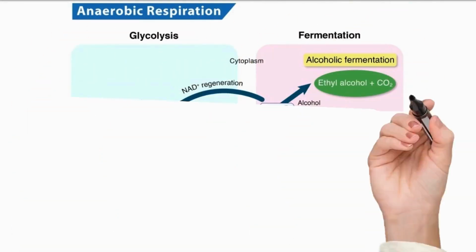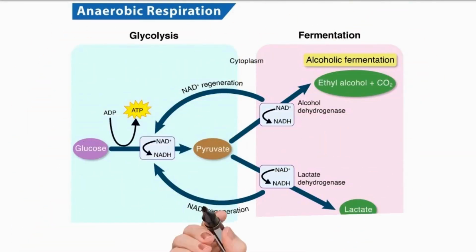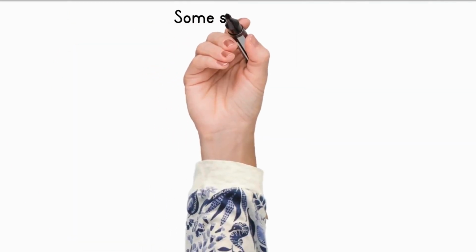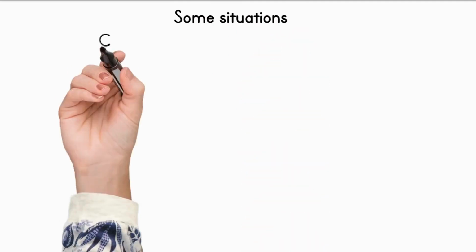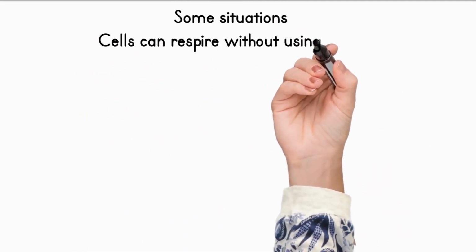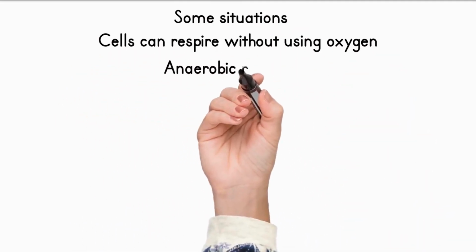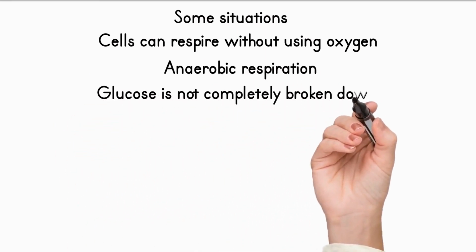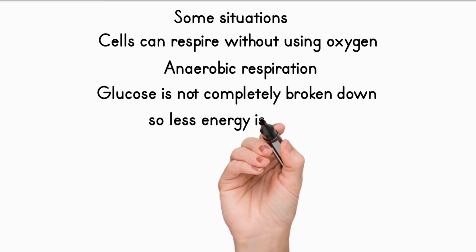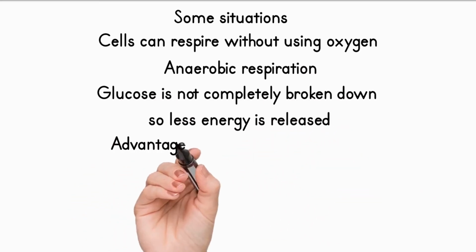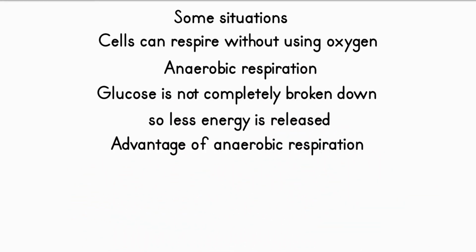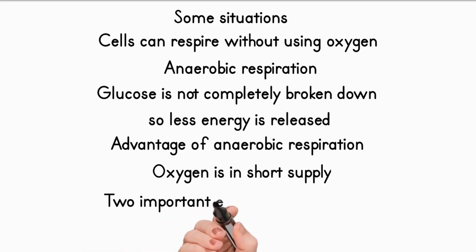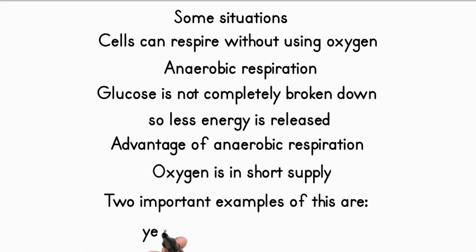In today's episode, we will be exploring anaerobic respiration. So, let's dive right in. There are some situations where cells can respire without using oxygen. This is called anaerobic respiration. In anaerobic respiration, glucose is not completely broken down, so less energy is released. The advantage of anaerobic respiration is that it can occur in situations where oxygen is in short supply. Two important examples of this are in yeast cells and muscle cells.